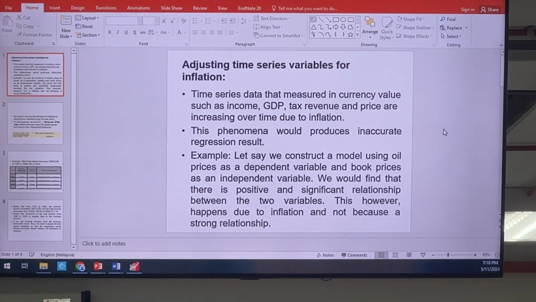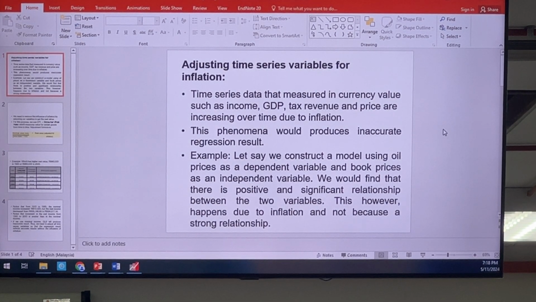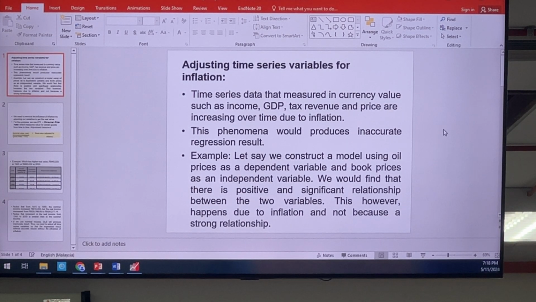Time series data that is measured in currency value, such as income, GDP, tax revenue, and prices, increases over time due to inflation. This phenomenon will produce inaccurate results. For example, say you want to construct a model using oil prices as a dependent variable and wood prices as an independent variable, and we find a positive and significant relationship between the two variables. This, however, happened due to inflation, not because of an actual relationship between the two variables.